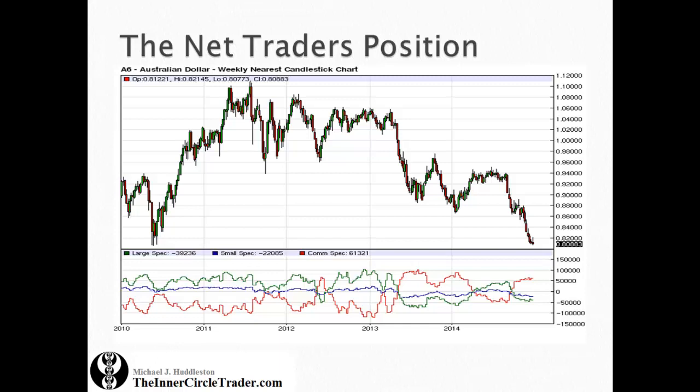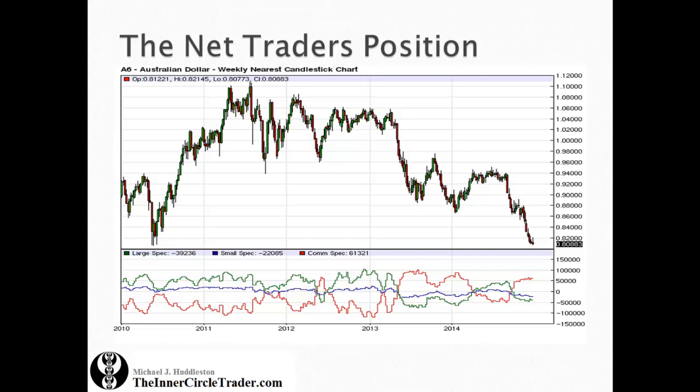And then you can see here the large specs, which is the green line being plotted here. Now, if you look over here, there's a zero level. I want you to follow that line across the NetTrader's chart, because as price crosses over top of that red line, this is the beginning of what is referred to as a net long position in the commercials.